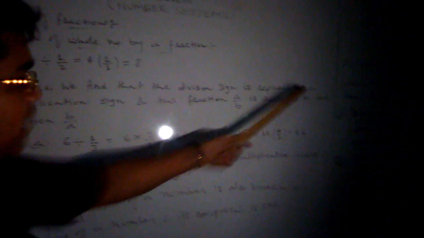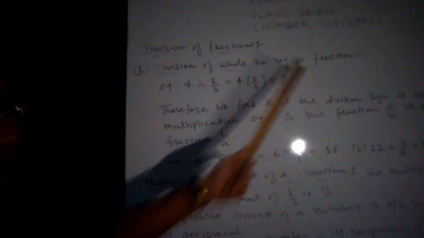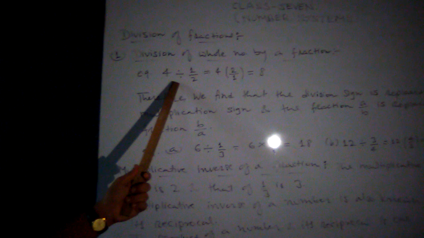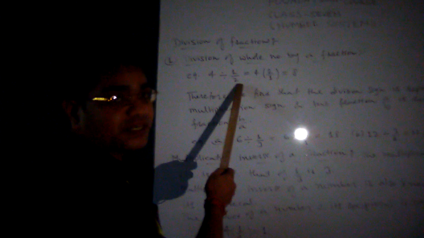Finally we get 8. Therefore we find that the division sign is replaced by a multiplication sign and the fraction a by b is replaced by the fraction b by a. So this is the rule which we have to remember while dividing a whole number by a fraction. What we have to remember? That you replace the division sign by multiplication and the fraction gets replaced by its reciprocal.